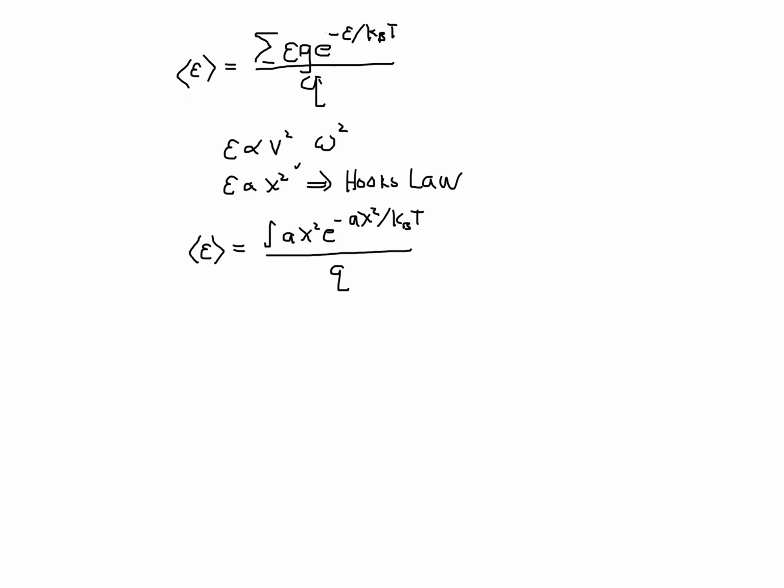This expression can be solved to give us 1/2 k Boltzmann times T. And so the average energy in any given mode is 1/2 kBT.